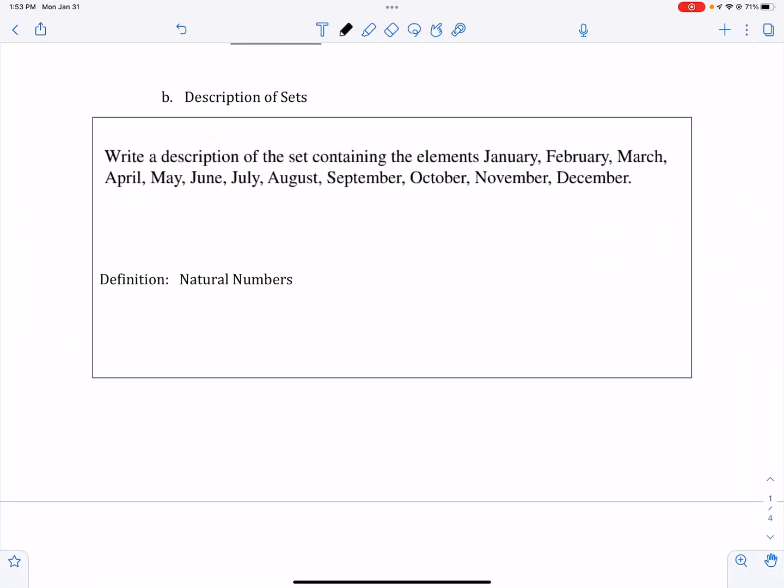All right, we're going to talk about sets today, 2.1, and we've got three different types of sets that we're going to be talking about. The first one is called a description, which has to deal with words. So when we see a set like this containing the elements January, February, March, if we were to describe that set, this would be the set of months in the calendar year. Okay, so you want to be as specific as possible when you are talking about sets.